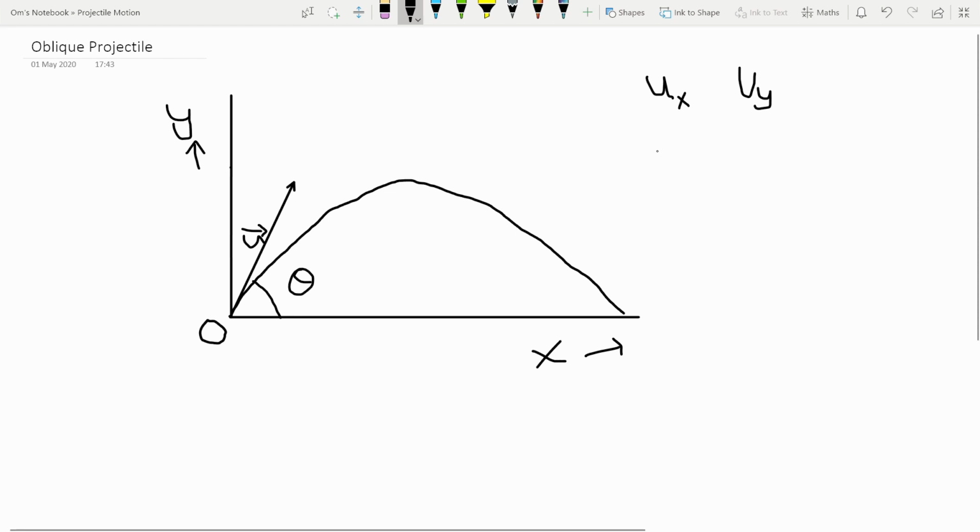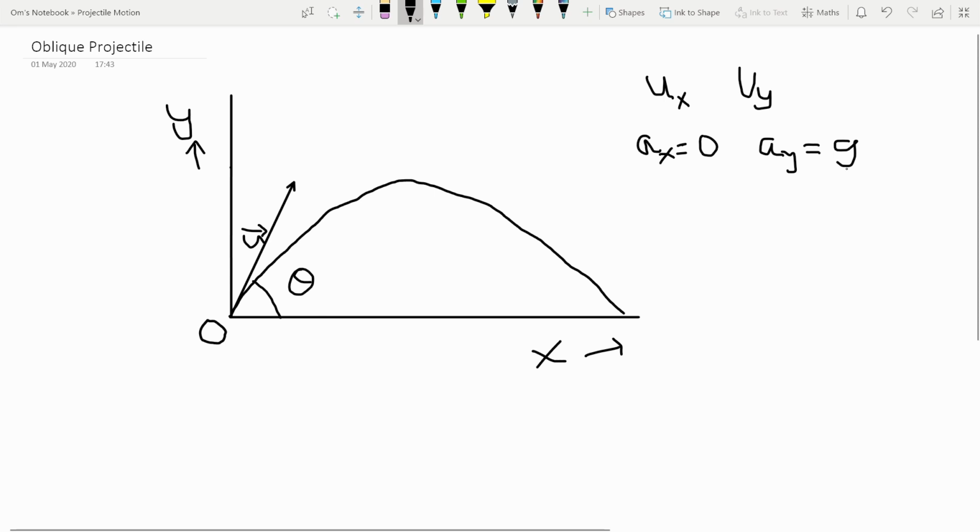Now ax, that is the acceleration in the horizontal direction, is equal to 0, because as we said earlier, there's only gravity acting. There are no other external forces, as we're not considering air resistance over here. So ax is equal to 0, whereas ay is going to be g, that is the acceleration due to gravity, right?